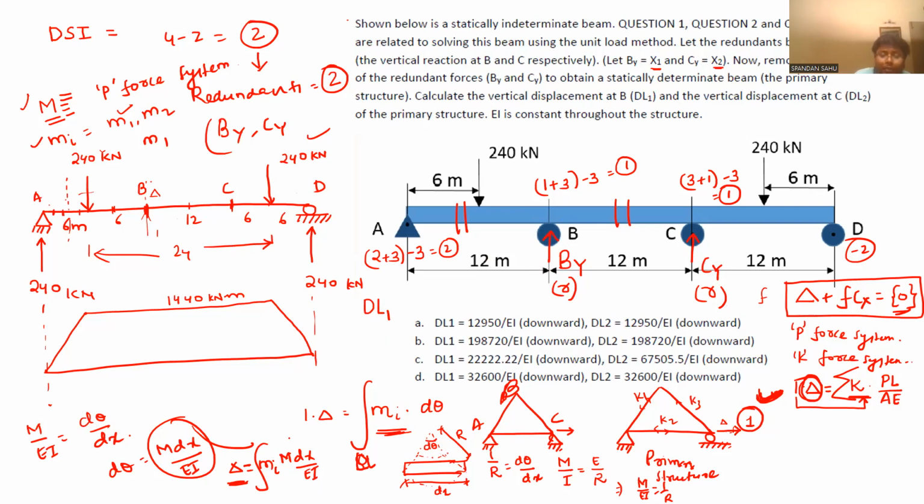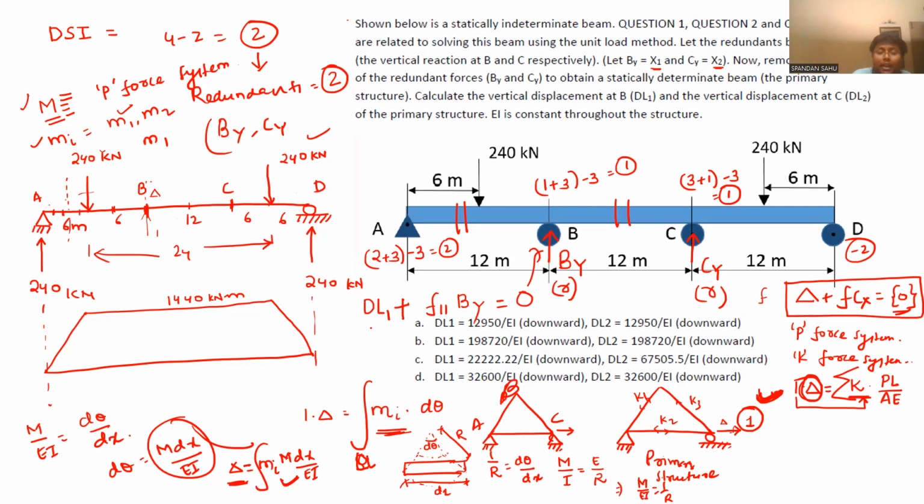DL1 will be calculated like this, plus displacement at 1 due to unit load at 1. So you will get F11. Now you don't know what is By. You have assumed 1, but was it 1? No. So you multiply with By and that should be equal to 0 because there is no displacement at B.